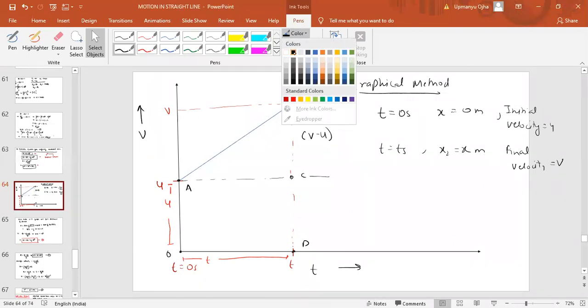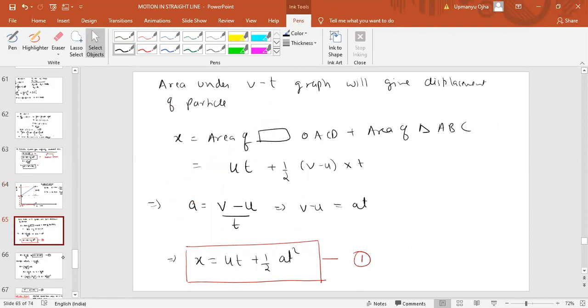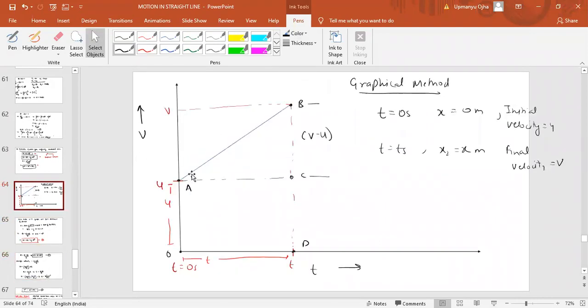Now from this graph, we can find the three equations of motion. First equation is what? v equal to u plus at. That is very simple because we know that the slope of the velocity time graph will give you acceleration. If you see here, this is the slope of the velocity time graph, this angle theta. So if I find this tan theta, I will get the acceleration.